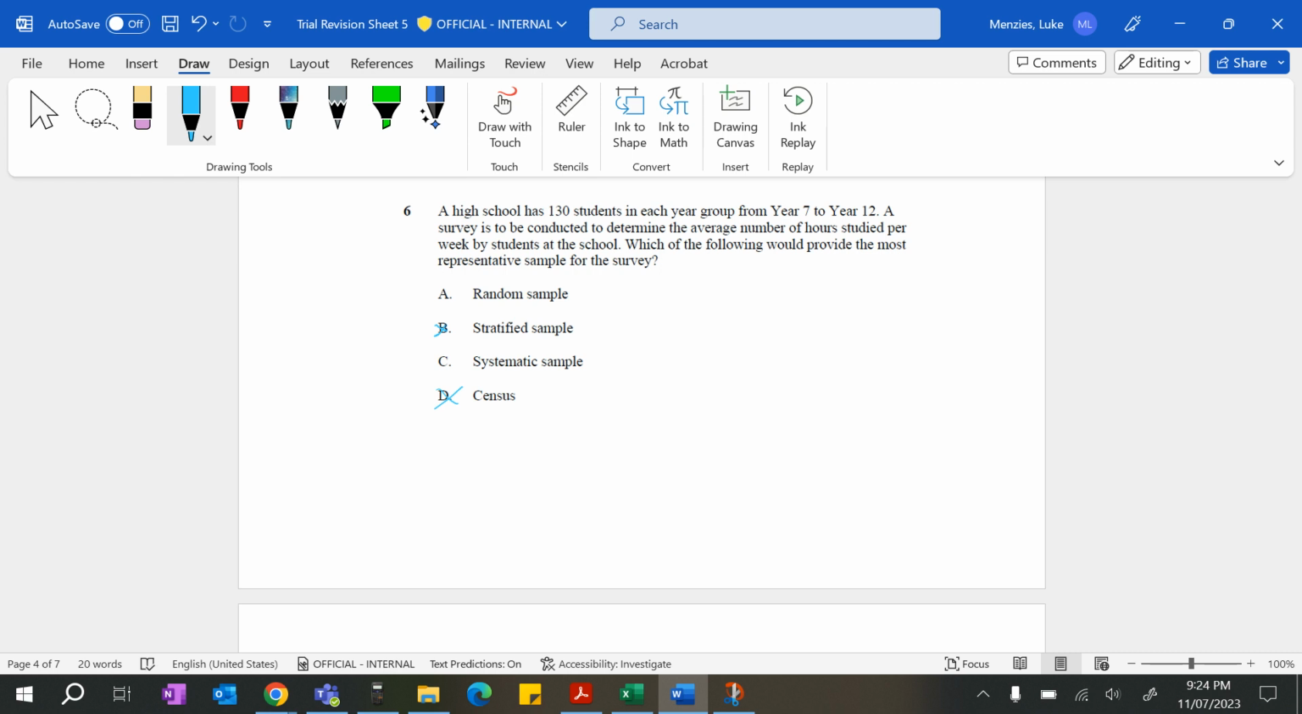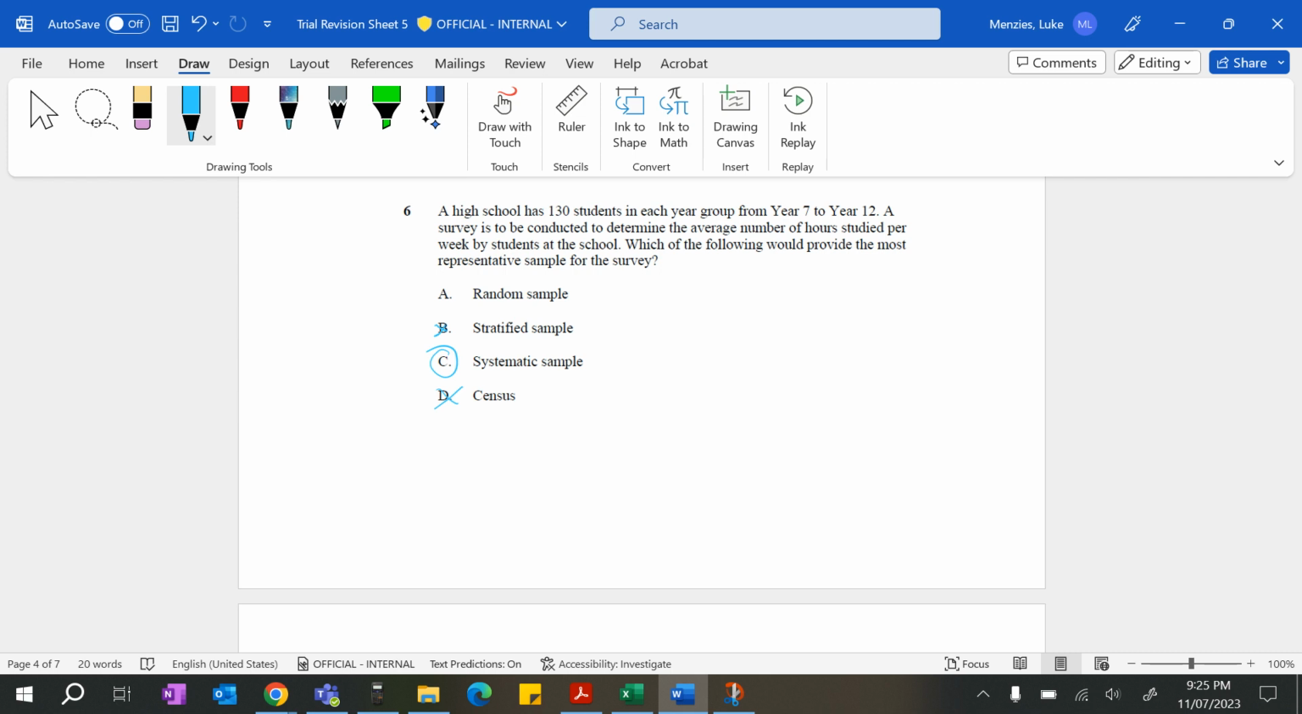The other two, which of the following would provide the most representative sample for the survey? For me, I'd have to go systematic. The only reason I'd say systematic over random is you could end up with more students in one year than another. A system might be, let's say from a year group, you might select every third person, or every fifth person in each year group, whatever it happens to be. So that's what a system is.